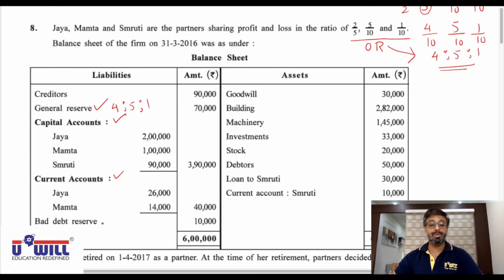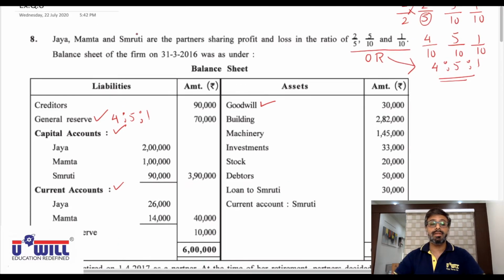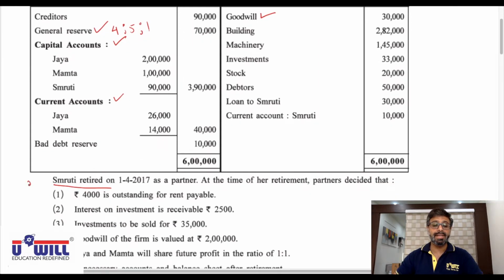We have seen earlier also bad debt reserve, either you can write on liabilities side or you can minus from debtors. Both the effects are correct. Tick on goodwill. Goodwill will be distributed between the partners in old ratio. And tick on, okay, which partner has retired? Smriti has retired. Smriti means which partner? Third partner. Okay, Smriti means third partner has retired.